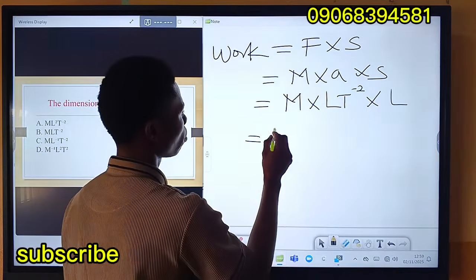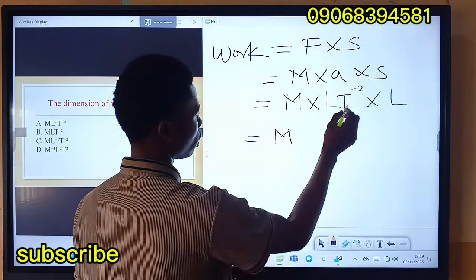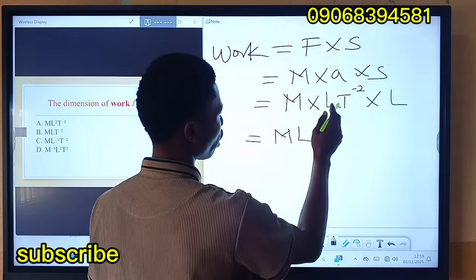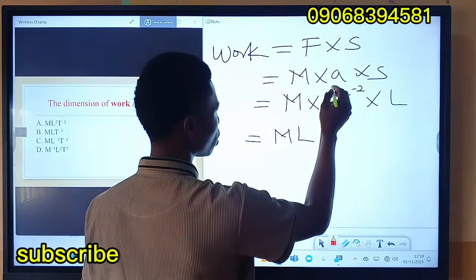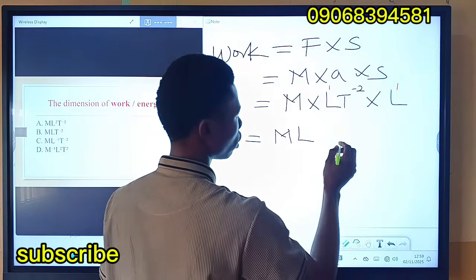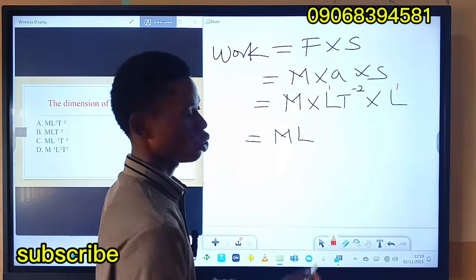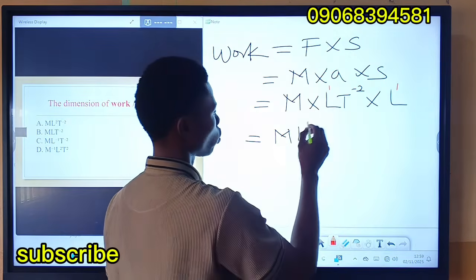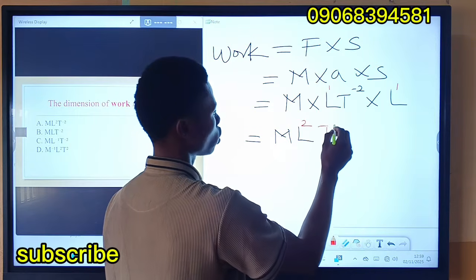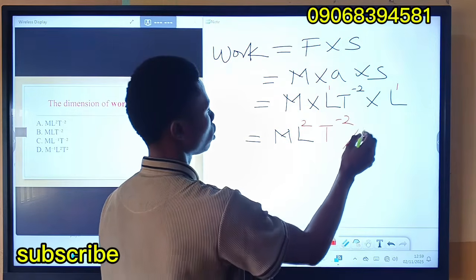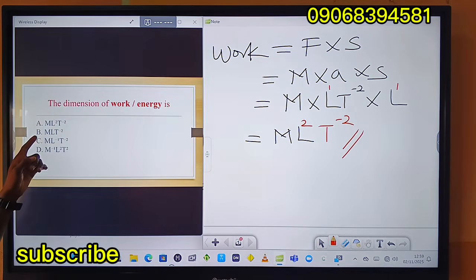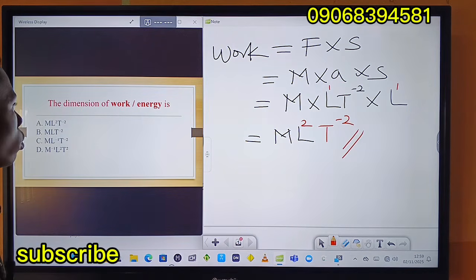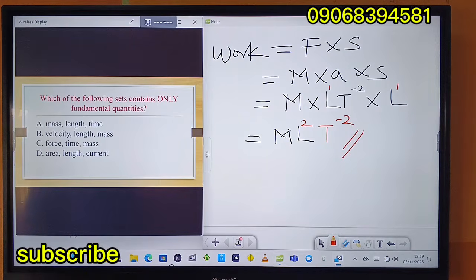Now we'll have mass times, this is L, we have one L here and another L here, and like I said before, it's the same thing as raised to the power 1. And since it's multiplication, what do we do? We add the powers, right? So 1 plus 1 is 2, then T raised to the power minus 2. This is the dimension for work. That's option what? Option A. All right, moving on to the next question.